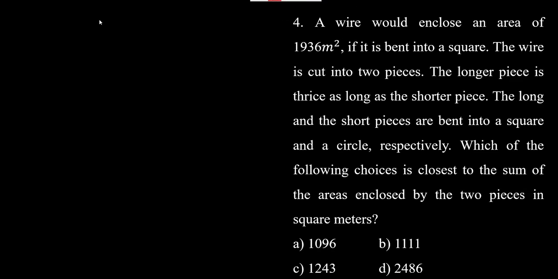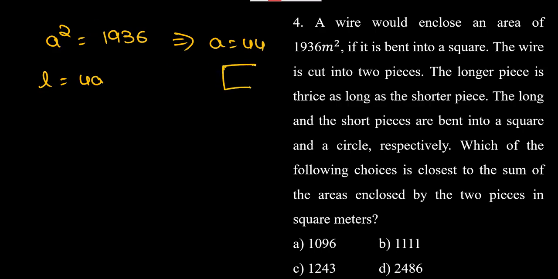First, focus on the area of the square: a squared equals 1936. From this, a equals 44. Now the length of the wire is equal to 4a. The area is from a, which is 44. The square has 4a, so don't take the length of the wire as 44, sir. It is 4 into 44. The length of the wire is 4a. Now you divide this into two pieces in a 3:1 ratio: one is 3a, the other one is a. First length is 3a, second length is a.